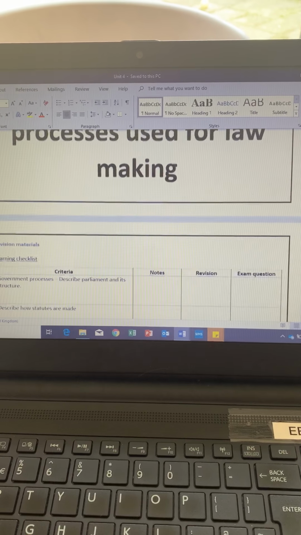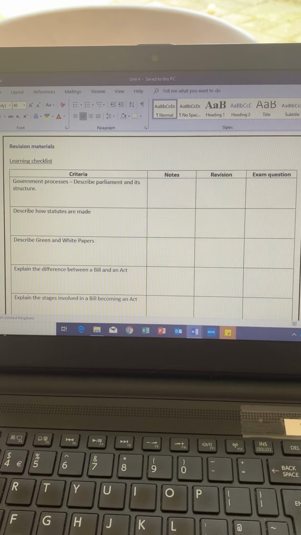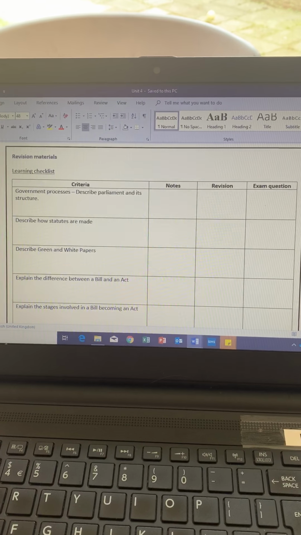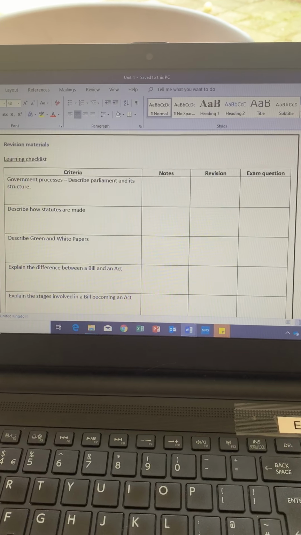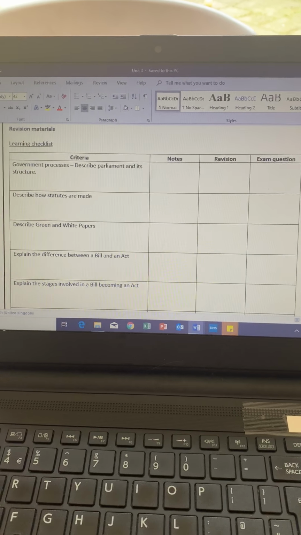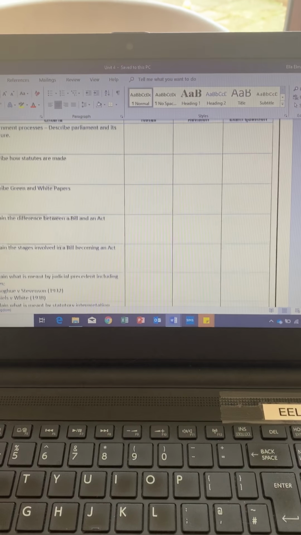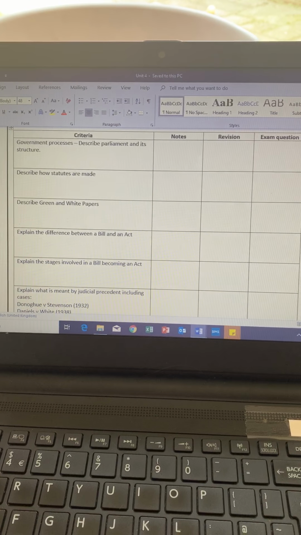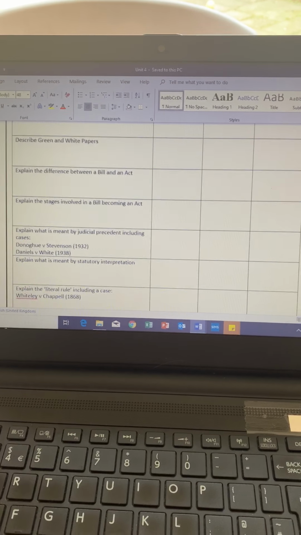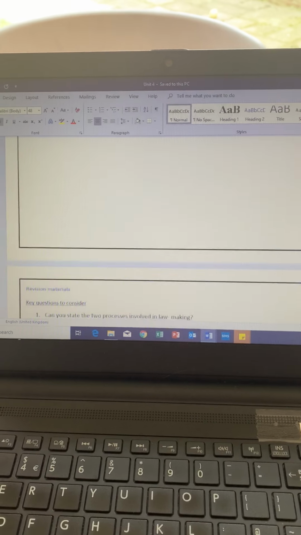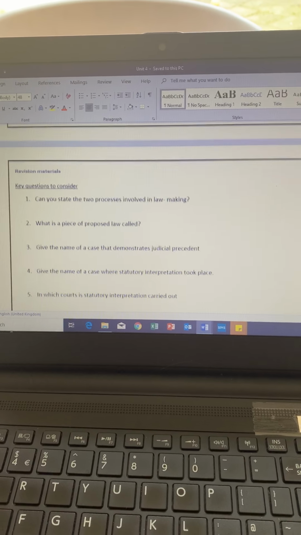The first page is just literally a checklist. What I suggest you do is check and make sure that you've got all the information in your folder, that you know how to do each of the different criteria, and that you've got some revision for each one, maybe an exam question. That would be really useful. So, key little questions that you need to answer.